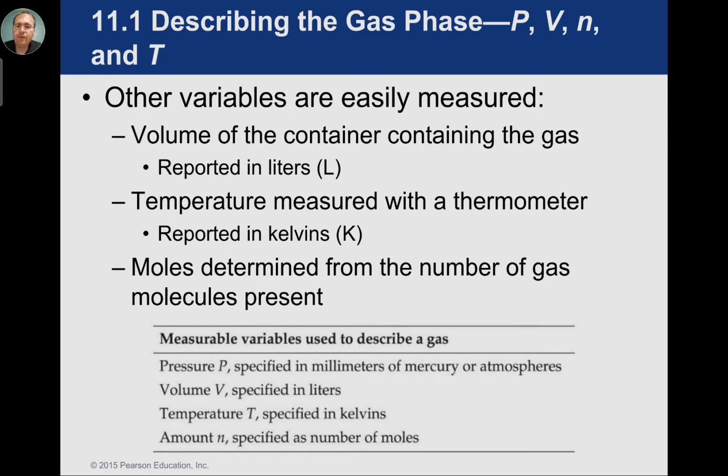The other variables that we're going to have to deal with are volume, and volume needs to be in liters. If it's not in liters, it's going to have to be converted to liters. So if it's in milliliters, you're going to have to convert from 1 liter to 1,000 milliliters and vice versa. Temperature has to be in Kelvin, so if you're in Celsius, just add 273. If you're in Fahrenheit, you'll have to convert to Celsius and then add 273. And then moles is determined by either given or by mass. And mass you can get from the periodic table to convert to moles straight away.